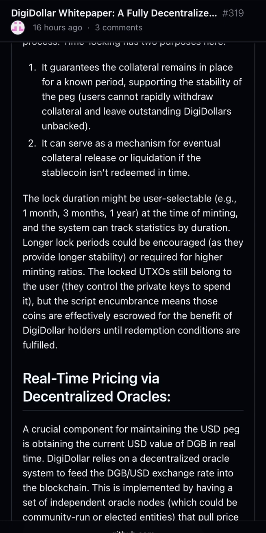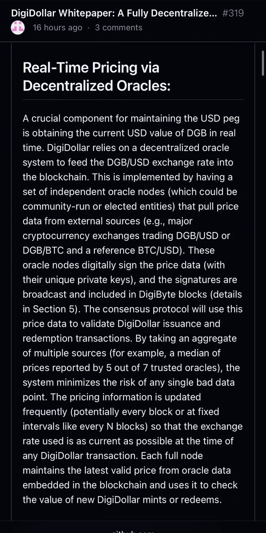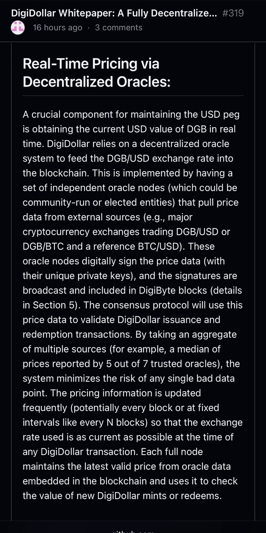The locked UTXOs still belong to the user, they control the private keys to spend it, but the script encumbrance means those coins are effectively escrowed for the benefit of DigiDollar holders until redemption conditions are fulfilled. Real-time pricing via decentralized oracles. A crucial component for maintaining the USD peg is obtaining the current USD value of DGB in real time. DigiDollar relies on a decentralized oracle system to feed the DGB-USD exchange rate into the blockchain.